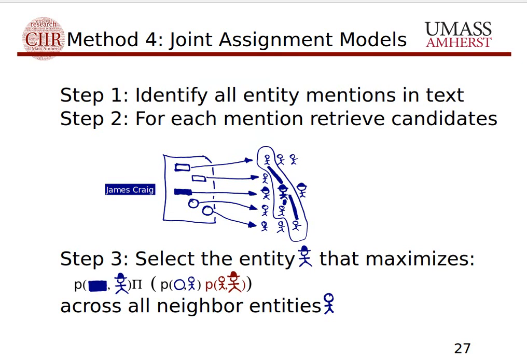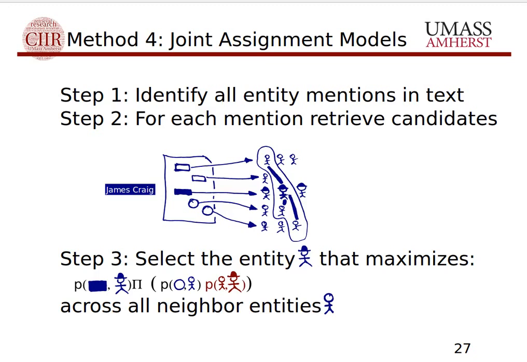So let's consider method number 4. It's a more elaborate method that makes use of graphical models. We call them the joint assignment models. So in step number 1, we identify all entity mentions in the text. That's as we had before. We have the query mention James Craig, and then other name variants and other contextual entity mentions. And then in step 2, for each of these mentions, we retrieve the pool of candidates. These are all entities that contain the respective mention in one of their name variants. And in step 3, we select the entity of the target pool that maximizes the following equation.